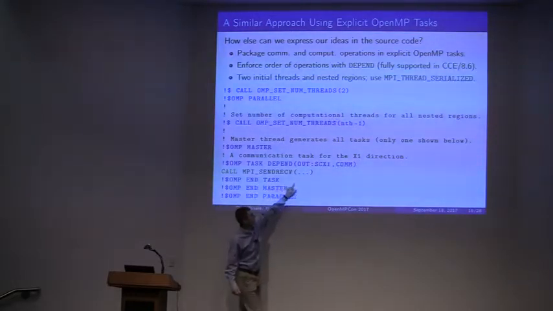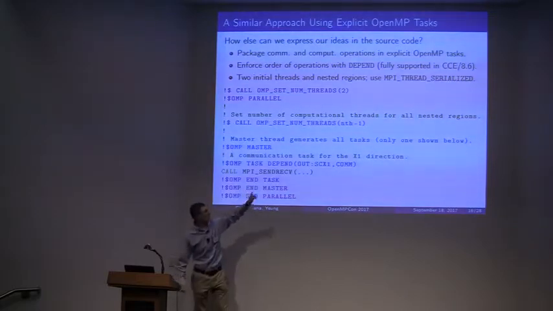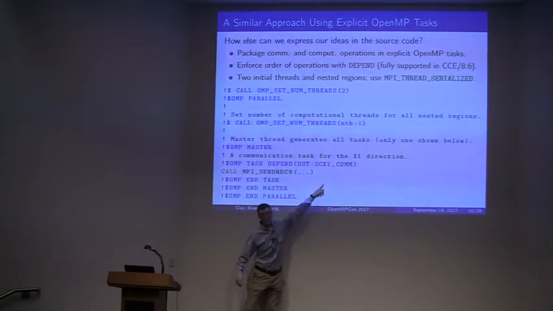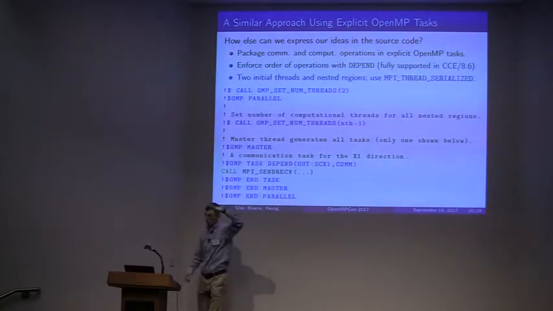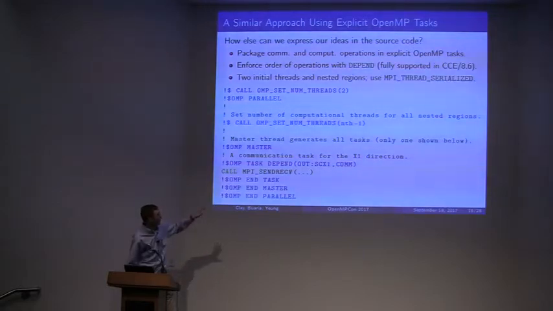So what we'll try to do is enforce a strict ordering of the communication tasks with, say, a dependency on a dummy variable com. So the order will still be dictated in the program, but there's still plenty of opportunity to overlap for the computations and the other coordinate directions. This is very similar to what we did with the lock-based approach, but I think that using tasks in this way might allow us to express the ideas in the source code in a little bit less invasive way.